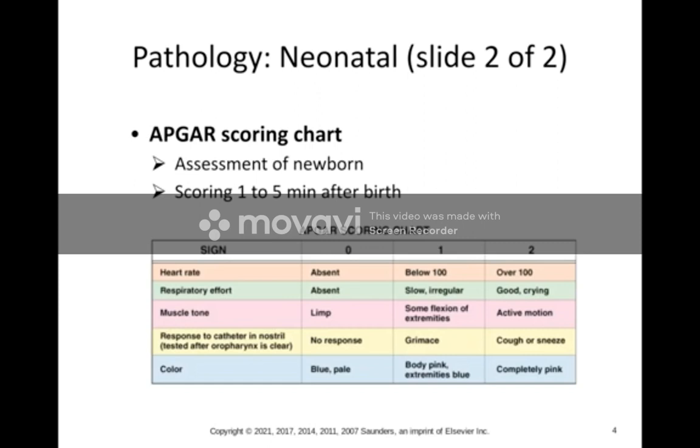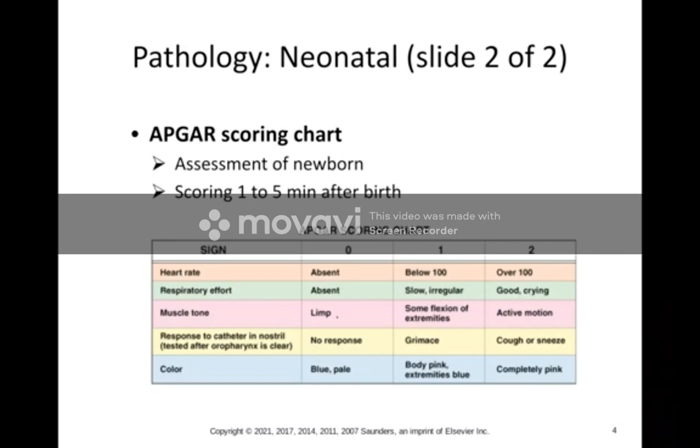Newborns are scored using the APGAR chart. This is an assessment of the newborn that is usually done between 1 to 5 minutes after they are born. So the sign that is looked at is the heart rate. If it's absent, they get a 0. Below 100, they get a 1. Over 100, they get a 2. Respiratory effort, absent is 0. 1 is slow and irregular. 2 is good, means they're usually crying.